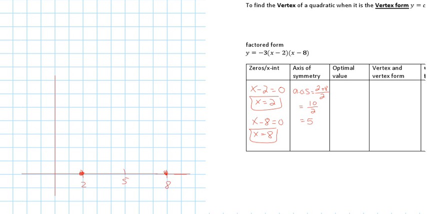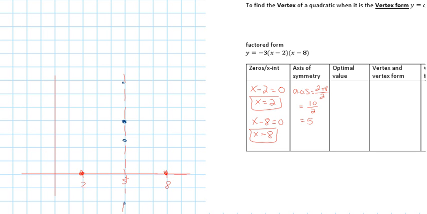Now the question is, where is my optimal value? Is my vertex here? Is my vertex here? Is my vertex here? Where is my vertex? Where is my optimal value? So I found part of the vertex. Now I need to find the other part of it. Okay?